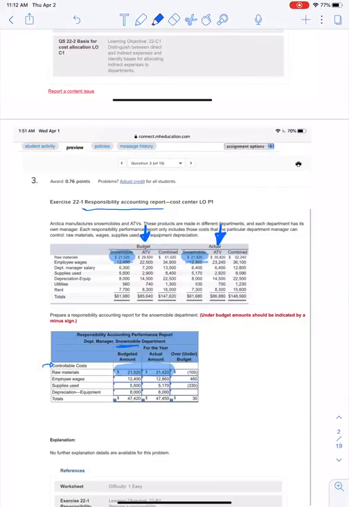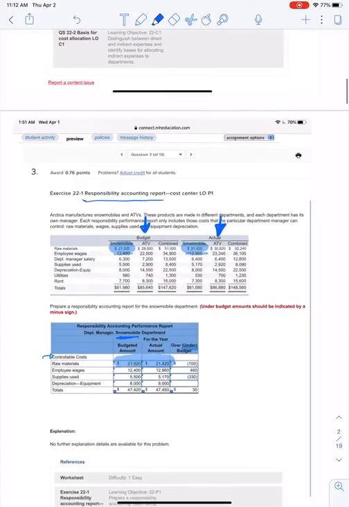Right, and you'll notice we actually want these to be in brackets, which is typically not the case. Typically, we use brackets to show subtraction or to show a negative impact in accounting. But in this case, what they're telling us is that if it's in brackets, it means we came under budget. And we want to be under budget with our expenses.